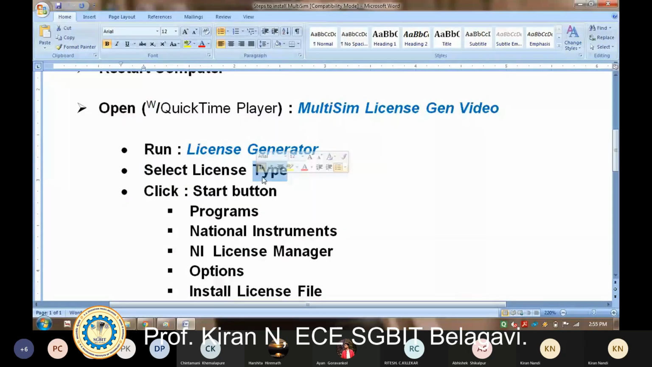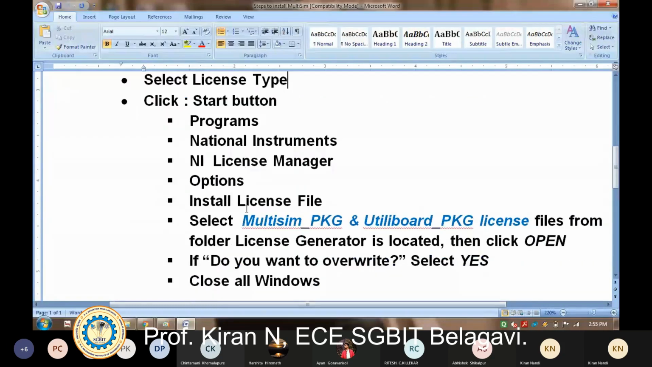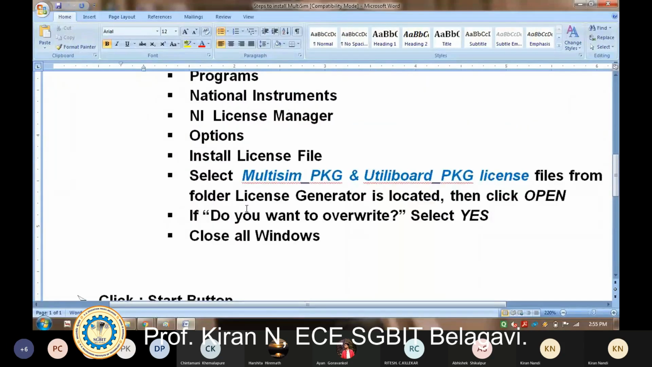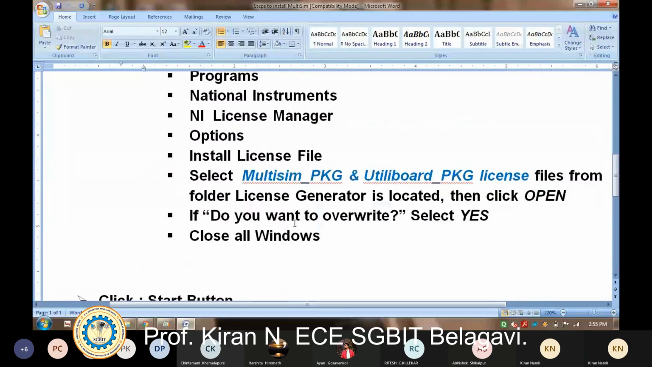License type, then click on start button, programs, all this National Instruments, NI License Manager options. You have to check mark all. So select a package here, the file from the folder where the license generator is located. You have to select all these requirements during the installation. It will ask during the installation, you have to check mark all the options. If you don't want to override, select yes, otherwise you can avoid this.